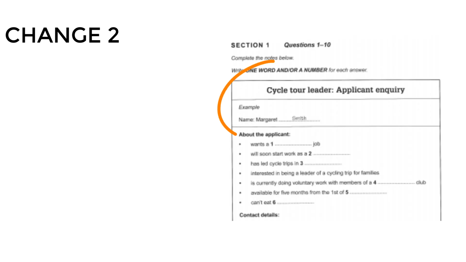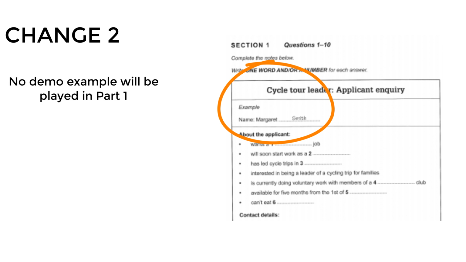The second change, and this is the big one. There will be no demo example in IELTS Listening Part 1. So in Part 1, a small demo section of the tape is played at the start, and then there's always an answer that you can see in your IELTS Listening test sheet. Now, there will be no such demo. And this used to give candidates some time to read the questions in listening Part 1. So now you won't have that time basically.